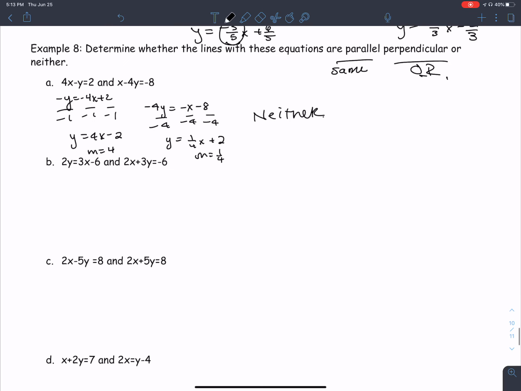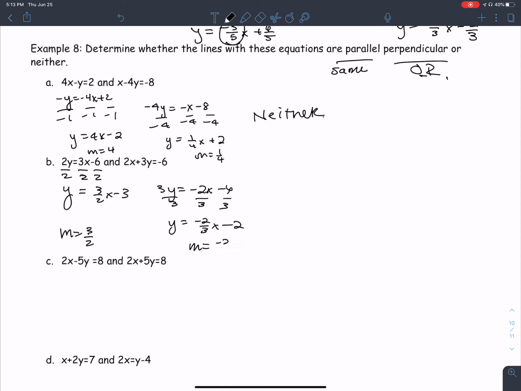All right, let's do this one. My x is already moved, so just divide by 2. So I get 3/2 x minus 3. And then I get 3y equals -2x minus 6. So y equals -2/3 x minus 2. So my slope here is 3/2, and my slope here is -2/3. So reciprocals, opposite, so perpendicular.